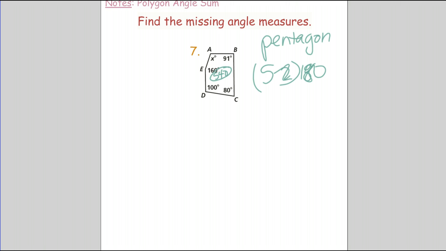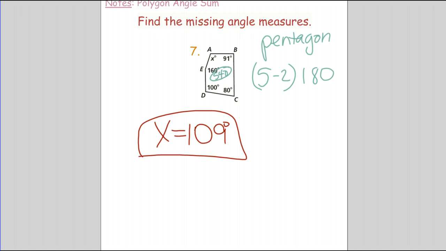Now find x. You add them up and subtract from 540. This says n minus 2 times 180. This says 5 minus 2 times 180. Or you could have just looked at your chart. Yes, Kendall, I said you. What's x? Is it 108? I got 109. Kendall, you slipping. Look at your calculator.